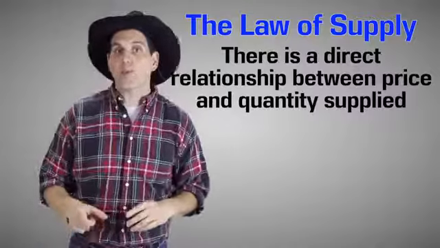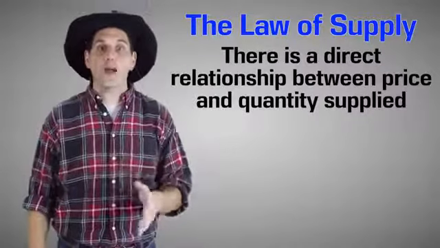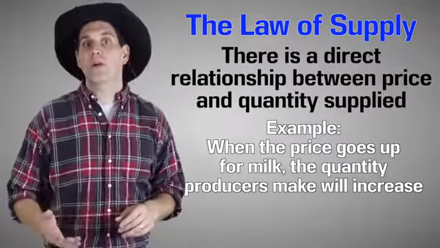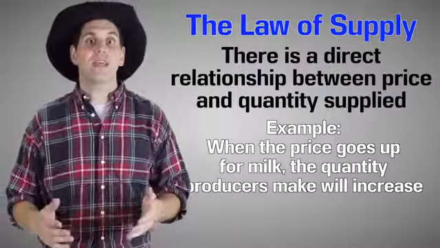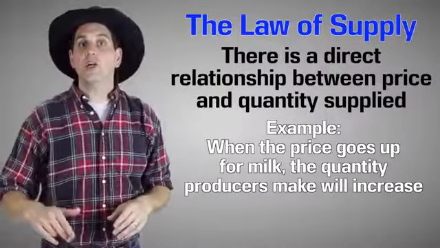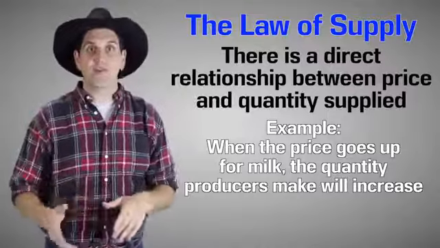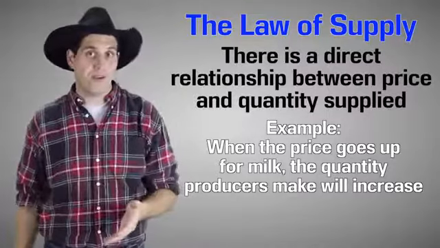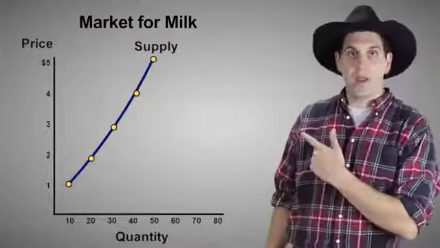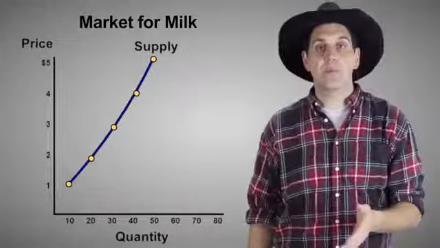But I do know about supply and the law of supply. The law of supply says there's a direct relationship between price and the quantity supplied. When the price increases for milk, that's going to increase the quantity of milk produced. This is because an increase in the price gives an incentive for dairy farmers to produce more because they want to make more profit. So a supply curve is upward sloping. When the price increases, the quantity supplied increases.